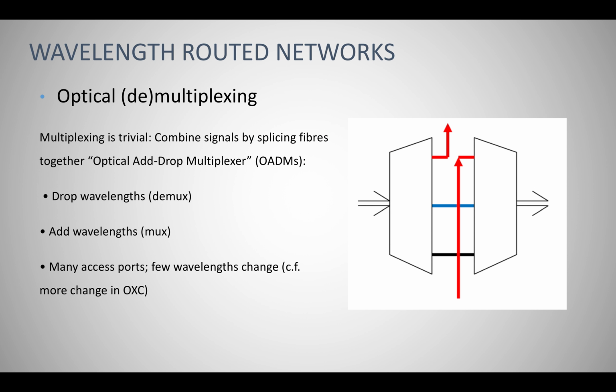Then we move to the wavelength routed networks. With this, optical multiplexing is trivial: combine signals by splicing fibers together. As for optical demultiplexing, it is dropping wavelengths, and optical multiplexing is adding wavelengths.